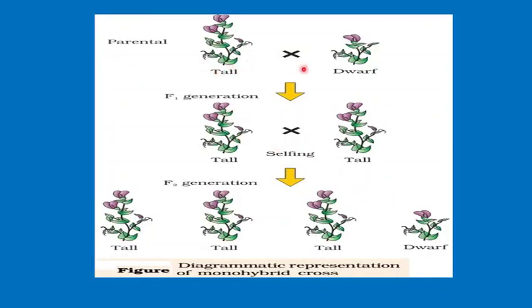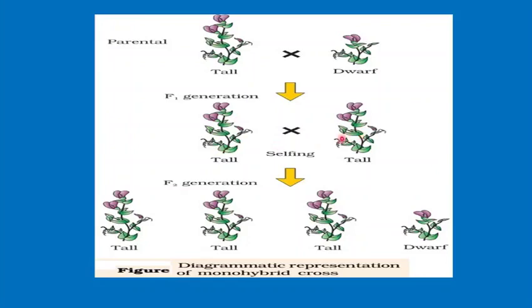Now, this is the diagrammatic representation of the monohybrid cross, that is, with one contrasting character. We have taken one tall pea plant and a dwarf pea plant, and these were cross pollinated. The seeds produced from this tall and dwarf plant after the cross pollination were the hybrid seeds. When the hybrid seeds were grown, they produced tall plants only. So one of the parents' characters was not exhibited in the F1 generation; only one of the parents' characters was exhibited.